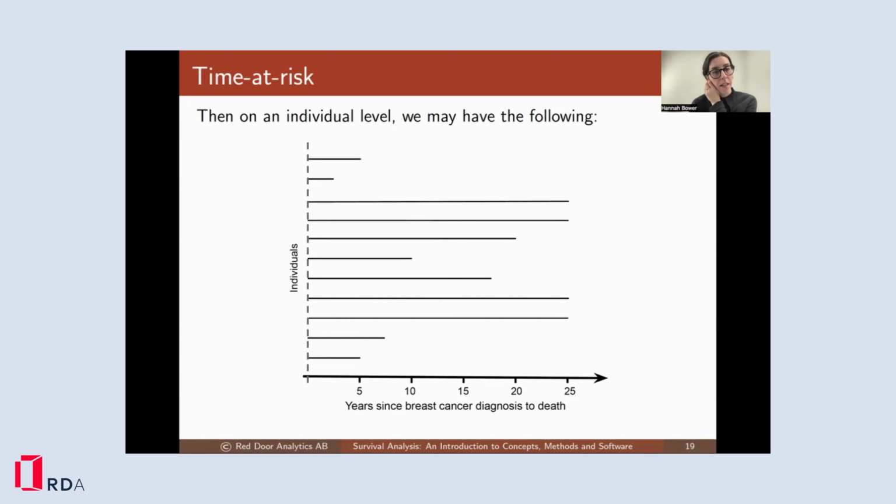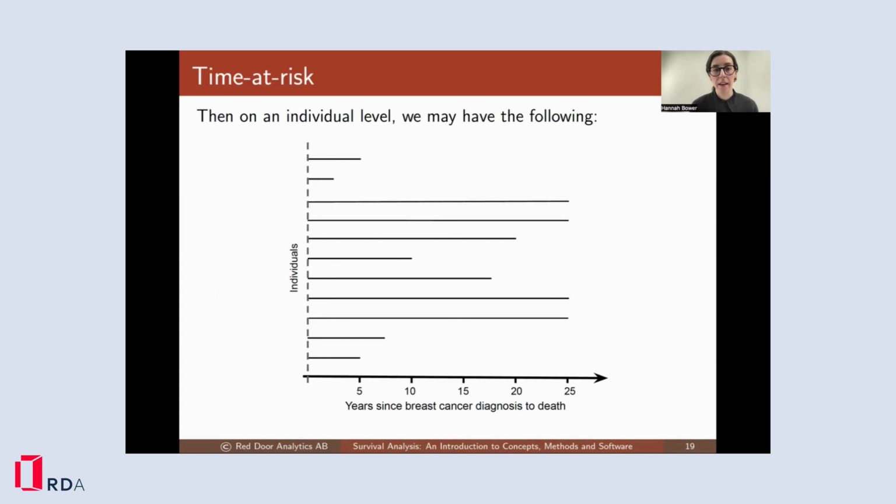So on this graph, you can see that we have on the y-axis different individuals represented by these different lines. And they are followed across our timescale, which is time since breast cancer diagnosis to death. The dashed line on the y-axis represents the time at which these individuals were diagnosed with their breast cancer. If we focus on the individual at the top here, the first individual, we can see that we follow them from their breast cancer diagnosis at the dashed line until they have an event of interest or they are censored at around 5 years. So this means that the time at risk for this individual is 5 years.